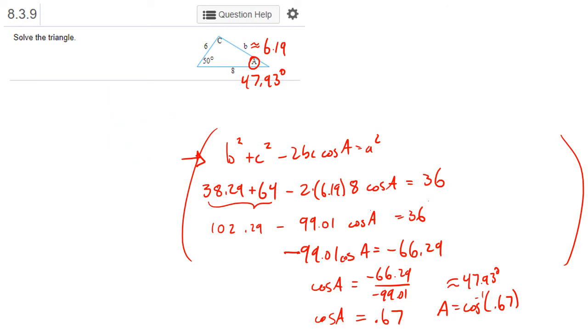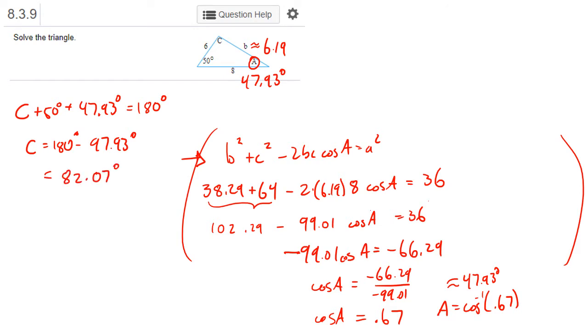Okay, so specifically, the only angle that's left to find is C. C plus 50 degrees plus 47.93 degrees had better equal 180 degrees, which means C is just 180 minus 97.93 degrees, which is 82.07 degrees. Okay, and there we have it. Mark in C to be 82.07 degrees. So we have found everything on here, and we've solved the triangle. So moving on.